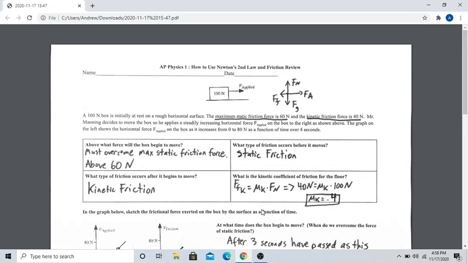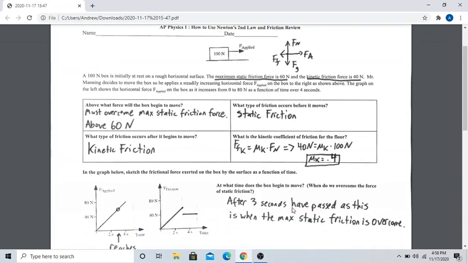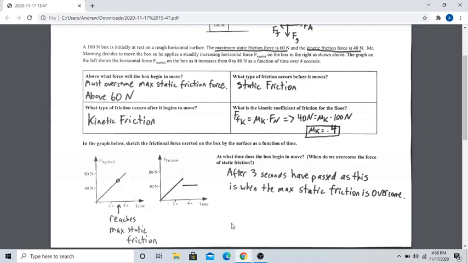Now, the last piece of this says, in the graph below, sketch the frictional force exerted on the box by the surface as a function of time. All right, well, the first question I asked is actually, at what time does the box begin to move? Now, these two graphs next to it, one is filled out, one is blank. The one on the left is just measuring how much force I am pulling on the box with, me personally. All right, now, the graph on the right is measuring the amount of friction the box is experiencing.